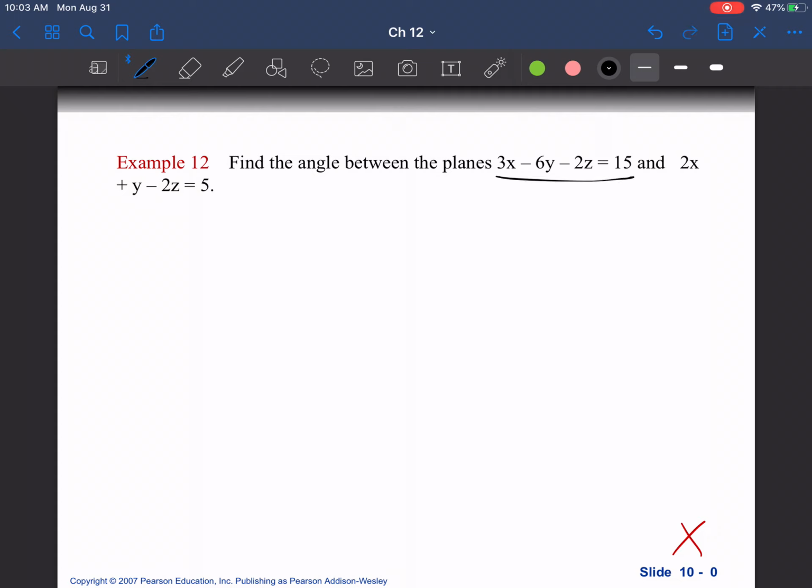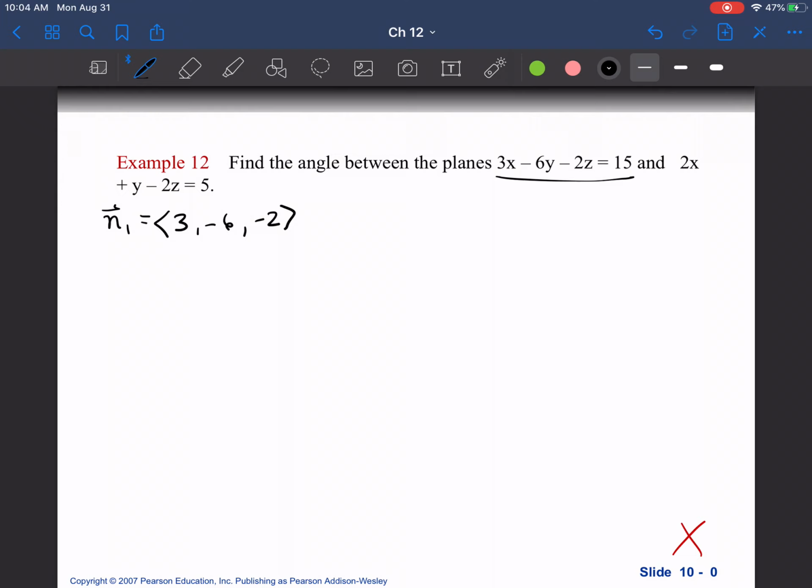If we call that normal 1, we'll call this <3, -2, ...>. Again, I'll write it in component form because it's quicker than the i, j, k. There you go. And then pick out the other one.